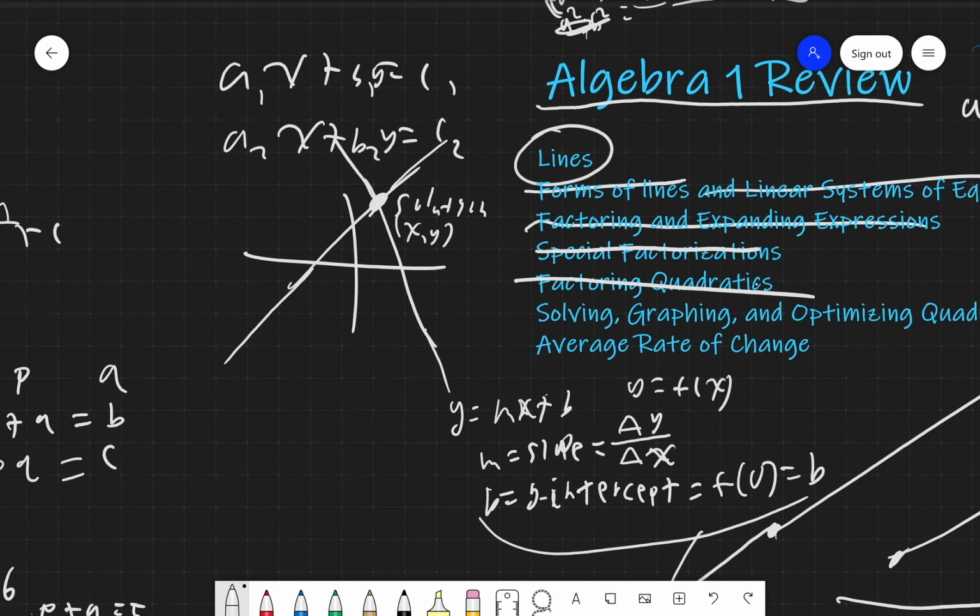Now, solving, graphing, and optimizing quadratics. When we solve a quadratic, there are many ways to do it.